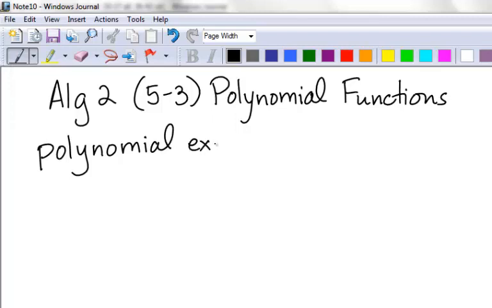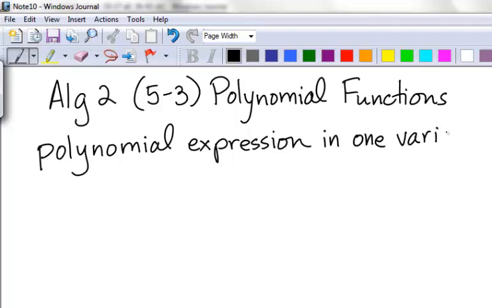expression in one variable. Now notice it doesn't say equation, so there's not an equal sign. It's just a polynomial expression in one variable. Okay, and it's written this way. You might have to look up here for a minute. It's a sub n. Now, when you write that, write it as a subscript. Don't write it a n like that. It's a subscript, a sub n.